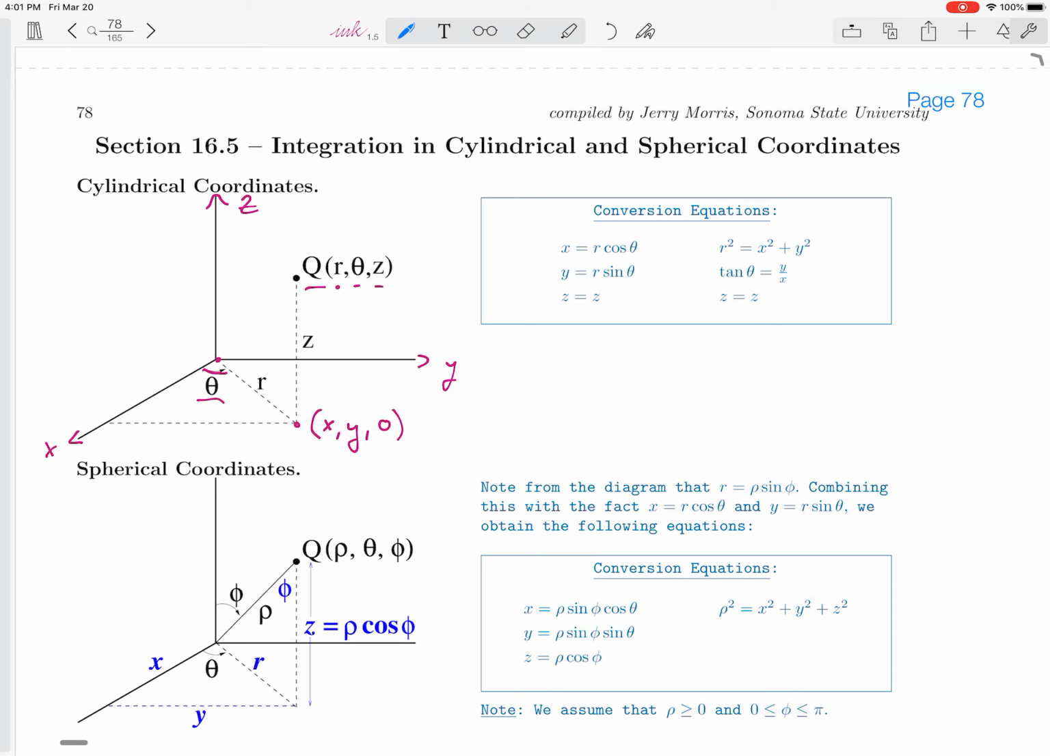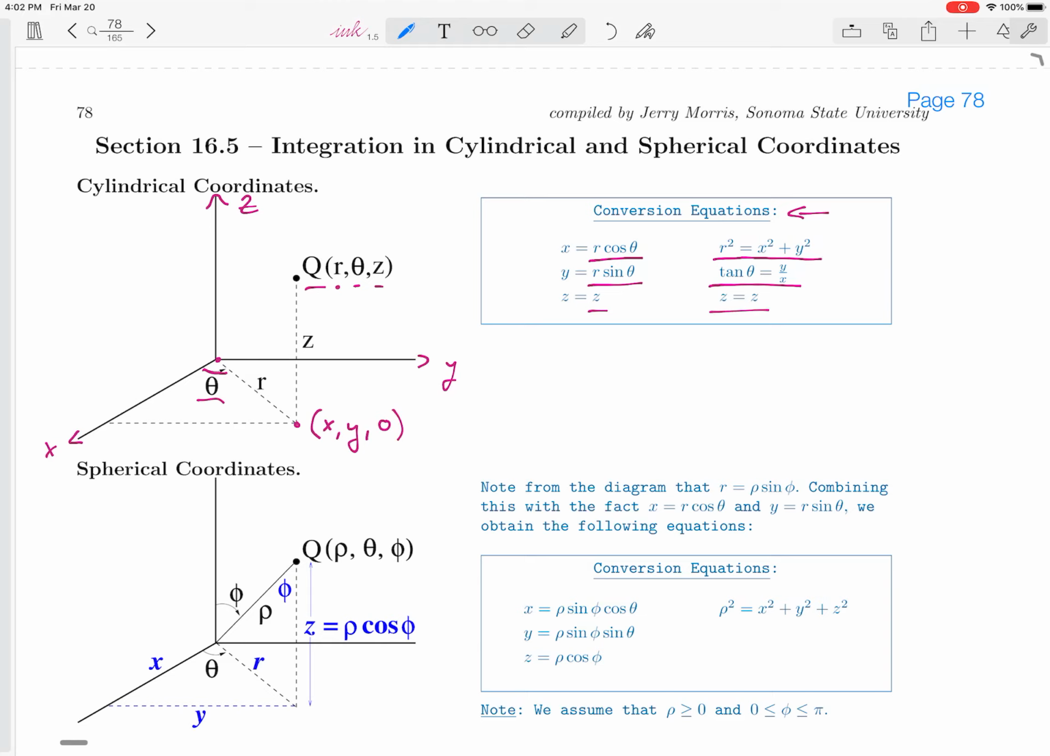So over here on the right, we are seeing conversion equations. If we want to go back and forth between Cartesian and cylindrical coordinates, we can use these conversion equations. X is r cosine theta, just as it was in polar coordinates. Y is r sine theta, and z is just z. If we want to go the other way, we also have the relationship that r squared is equal to x squared plus y squared. The tangent of theta is y over x, and again, z is equal to z.